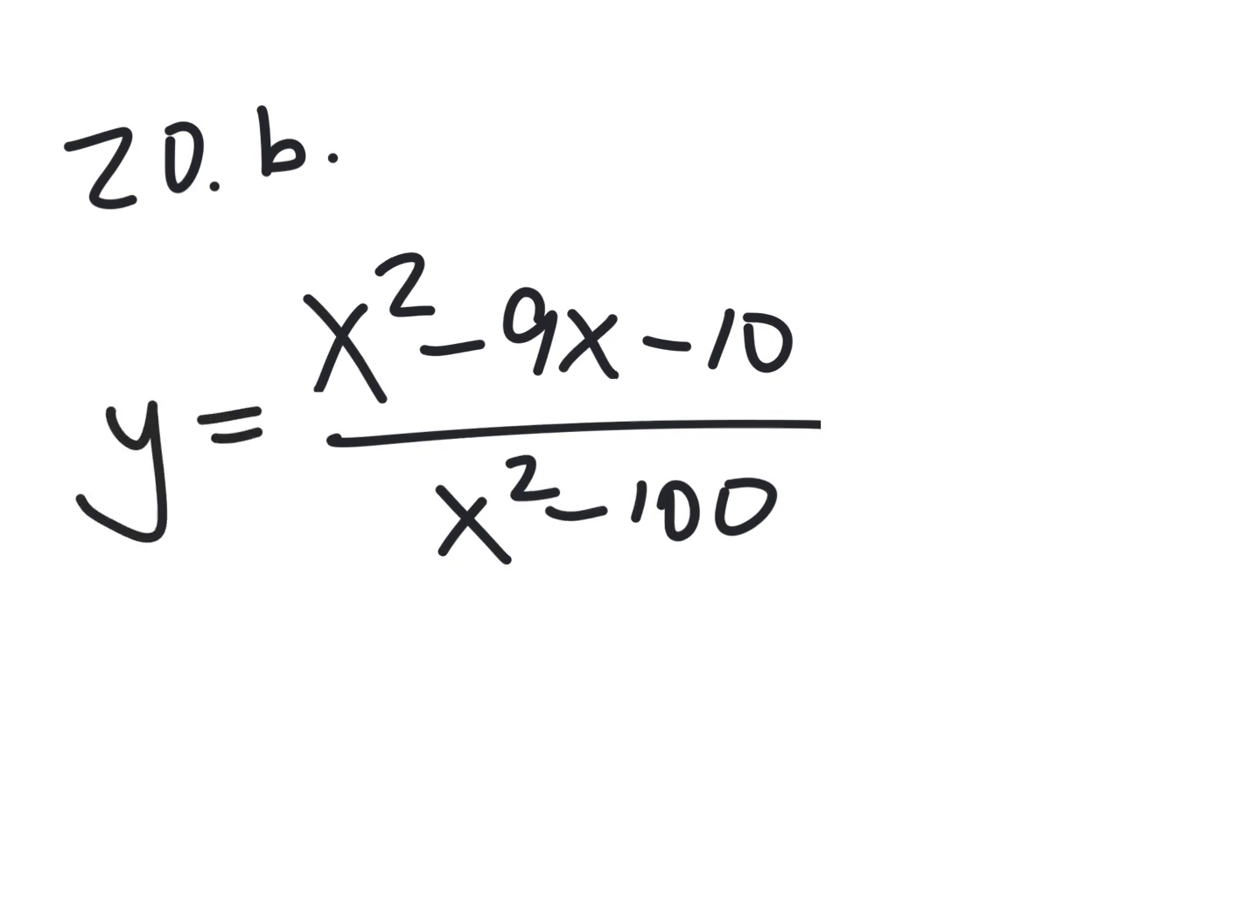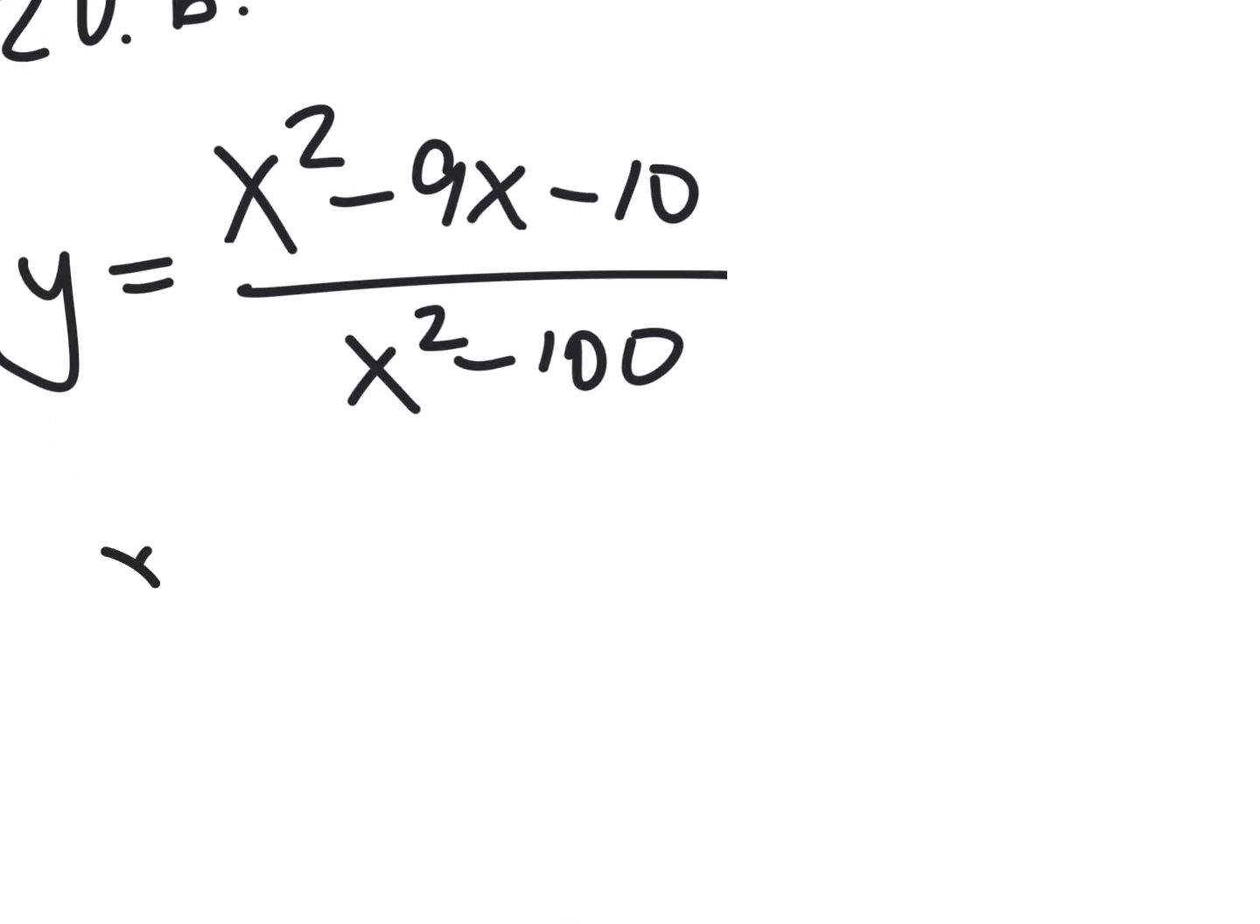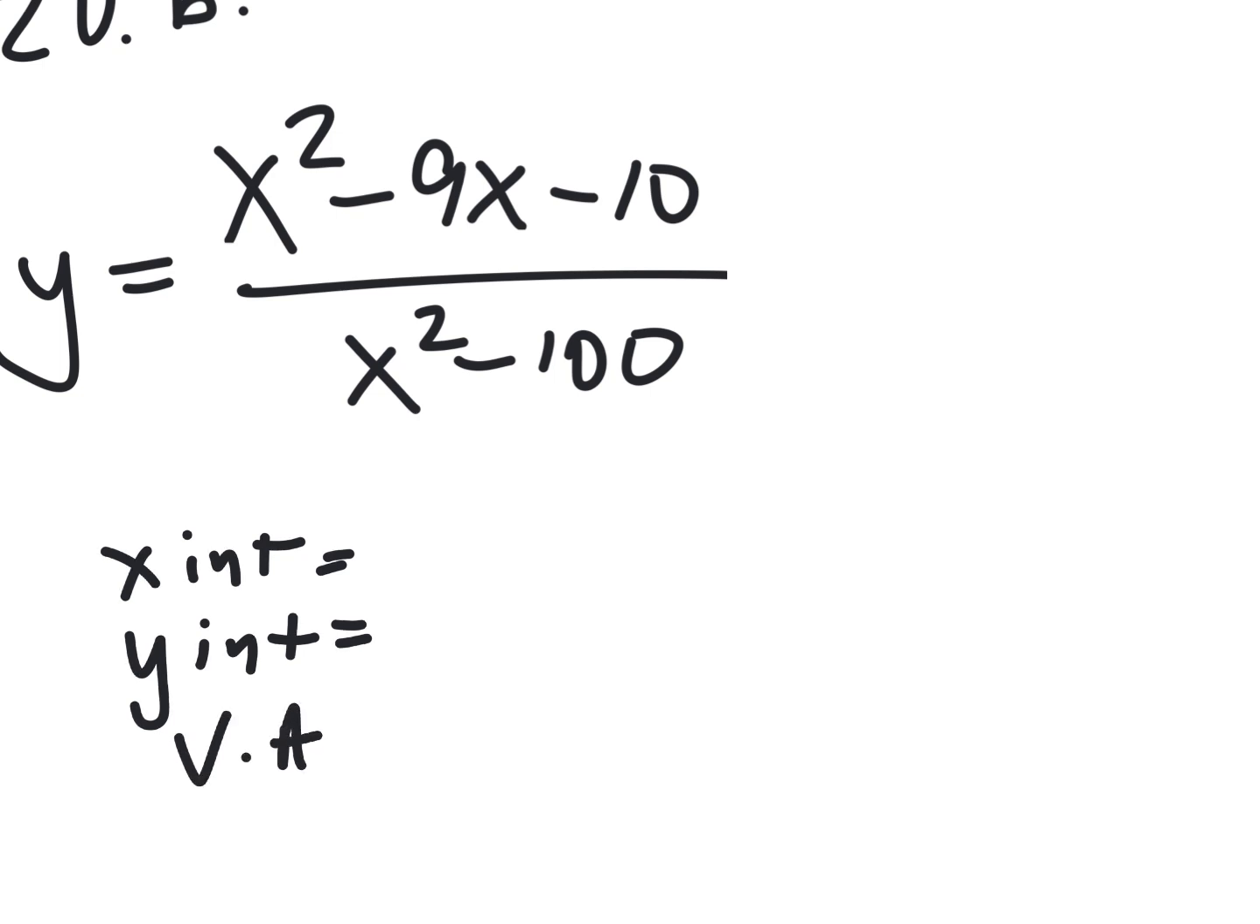Put a y equals in front. I want you to find the x-intercepts, which is where y equals 0. And the y-intercepts, which is where x equals 0. And I want you to tell me if there are any vertical asymptotes. Hint, they come from the denominator. And horizontal asymptotes.